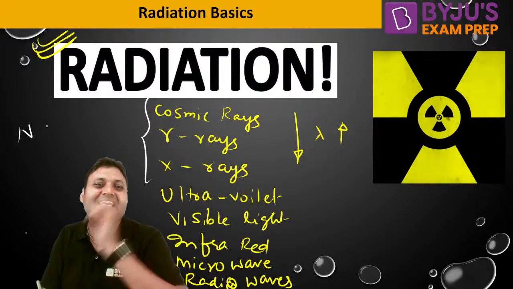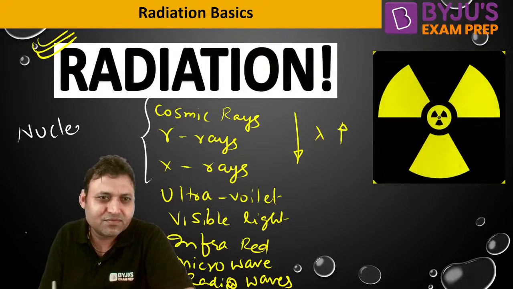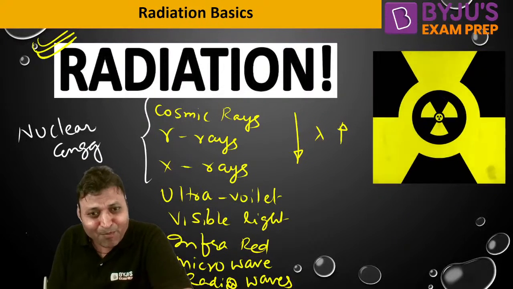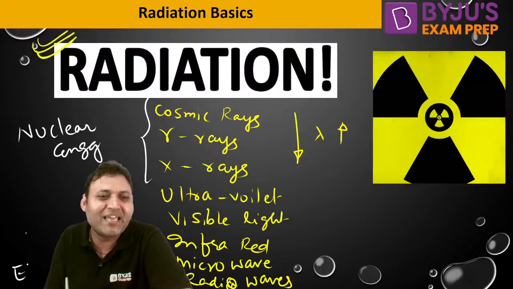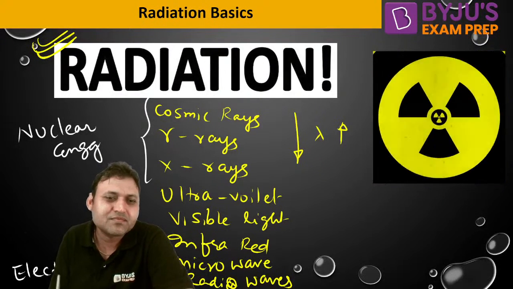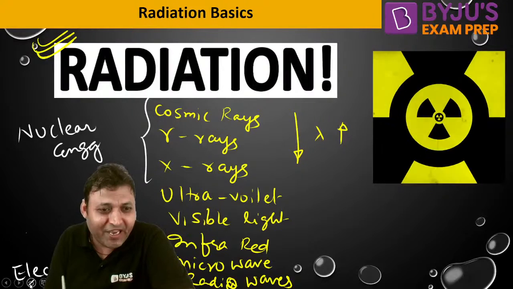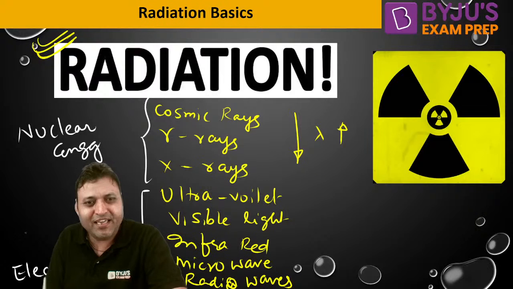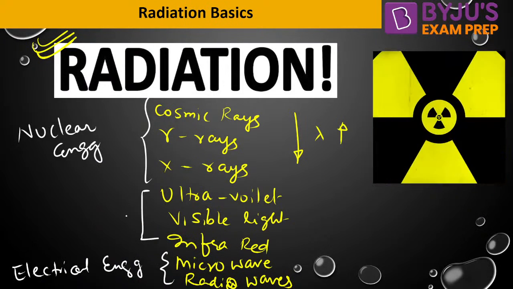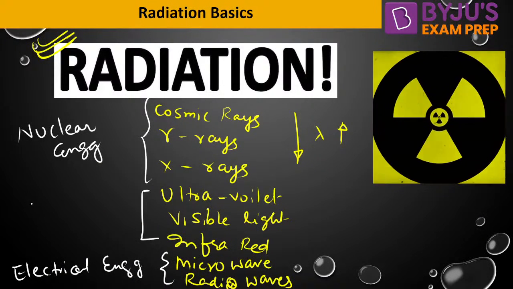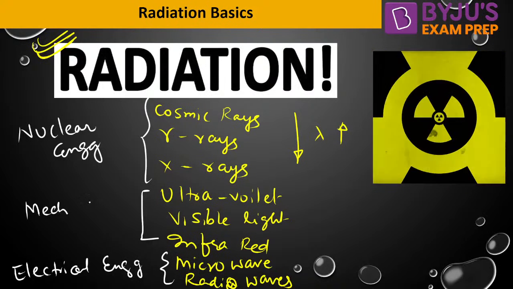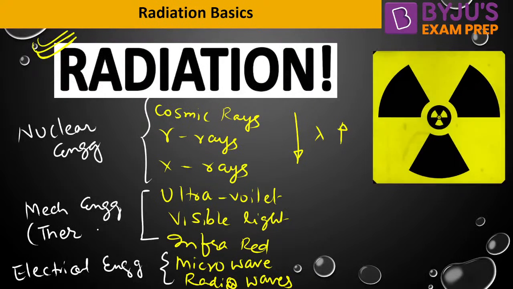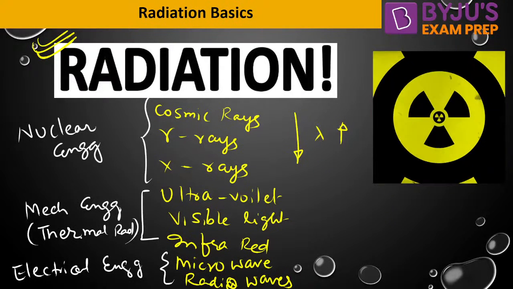Nuclear engineers study about these radiations. And microwaves and radio waves are studied by electrical engineers. And we as mechanical engineers are going to discuss ultraviolet, visible and infrared radiation. They are part of thermal radiation. Mechanical engineers study about these radiation. They constitute thermal radiation, right?